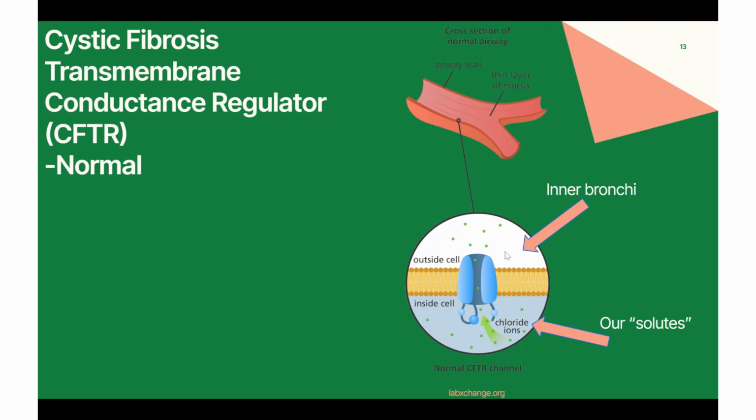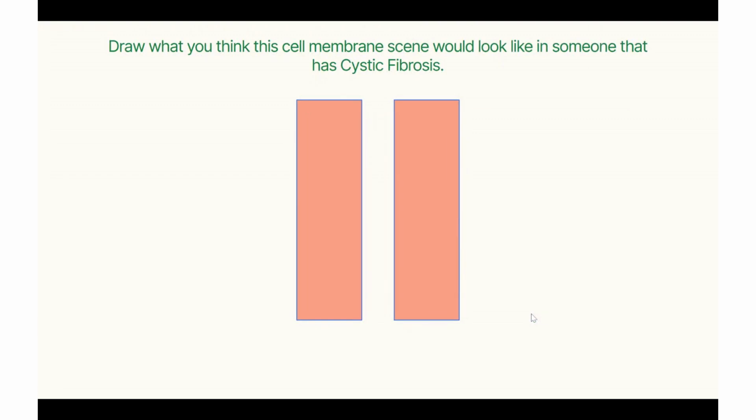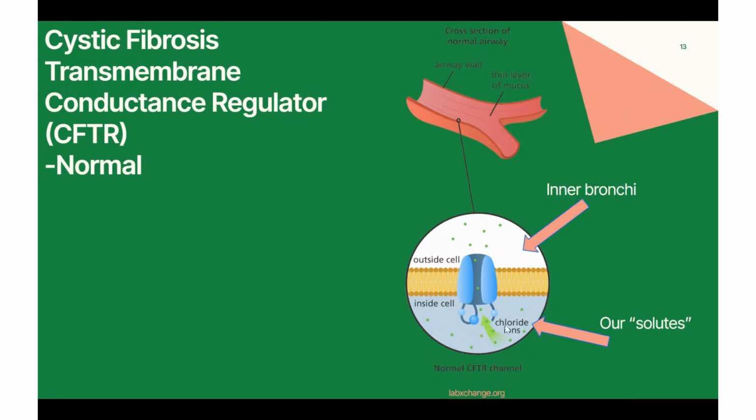What I want you to do now, considering this chloride channel scene, I want you to pause the video and I want you to draw what you think this cell membrane scene would look like in someone that has cystic fibrosis. Okay, so hopefully you paused the video and you attempted to draw what you think this scene right here would look like in somebody who has cystic fibrosis, somebody who has really thick mucus on the inner bronchi.